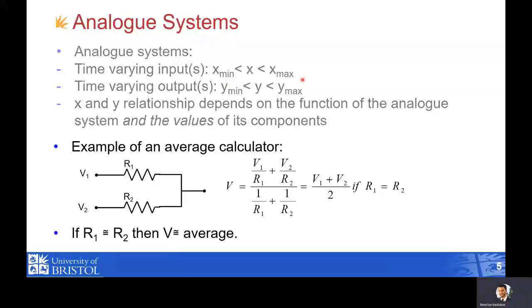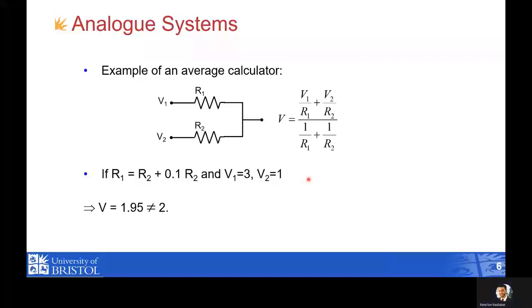And here is an example of an average calculator through an analog system. Now, if you're not familiar with this, there is a voltage applied on one side, another voltage applied to the other side. They both go through two resistances, and this is the result here. Now, if the two resistances are about the same, then the final voltage here will be the average of the two input voltages. This is mathematically described here. This is the mathematical equivalent of what you see in this diagram.